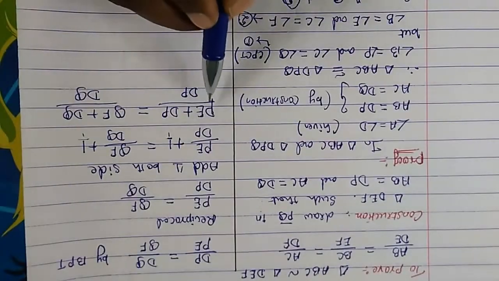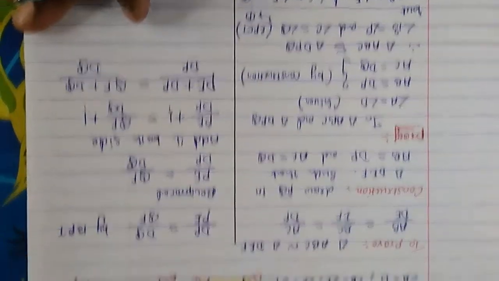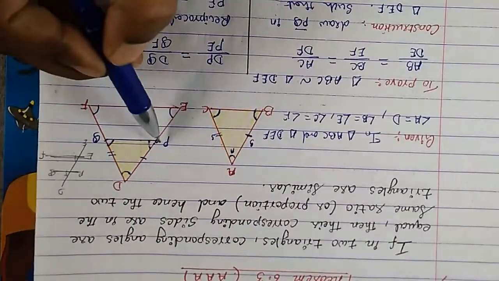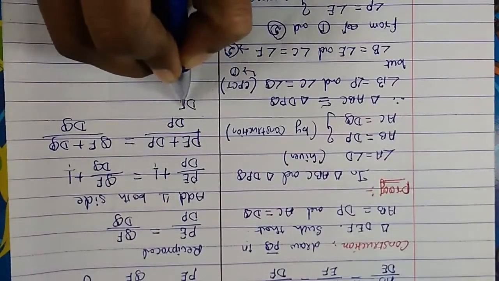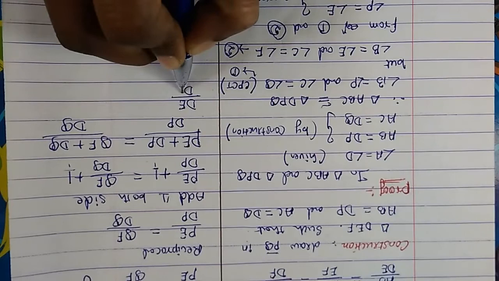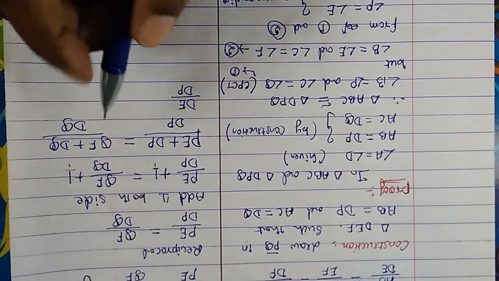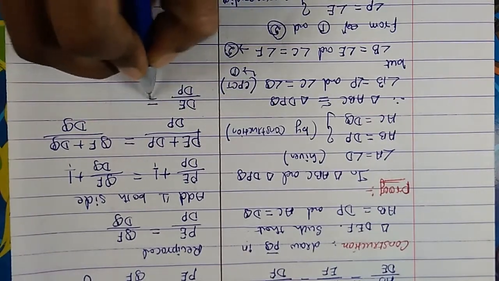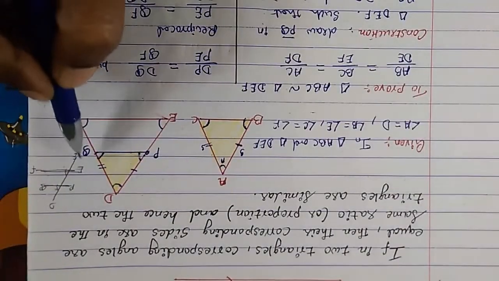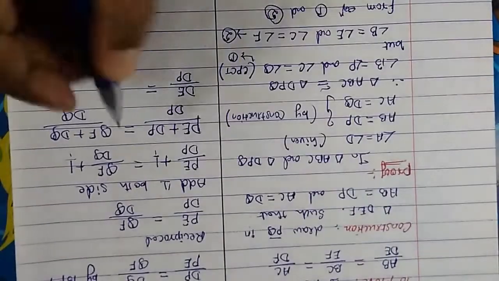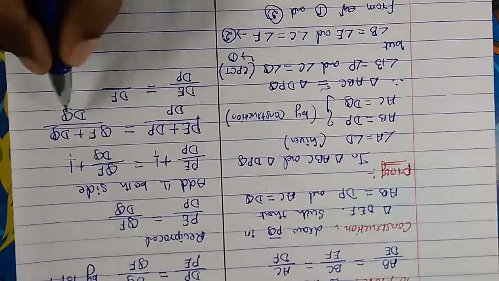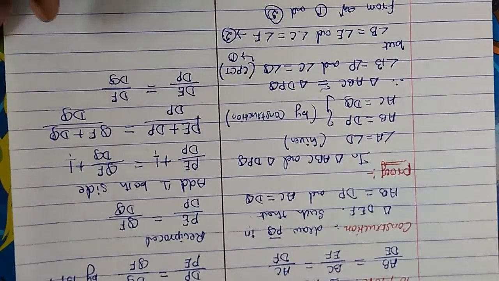So now PE plus dP. What is that? PE plus dP, total it is DE. So we'll write DE upon dP equal to QF plus DQ. QF plus DQ is what? DF, full line it is. So DF upon this DQ.